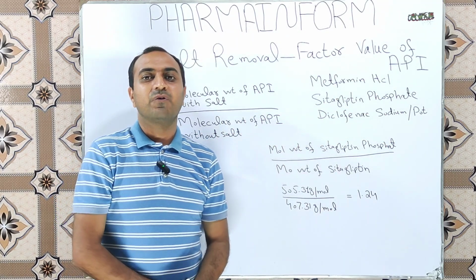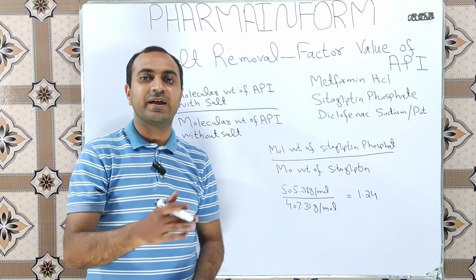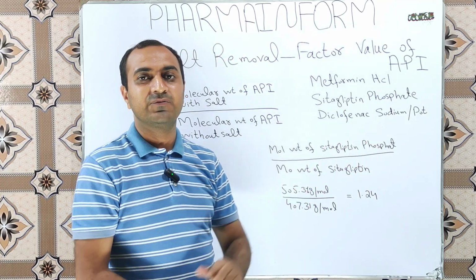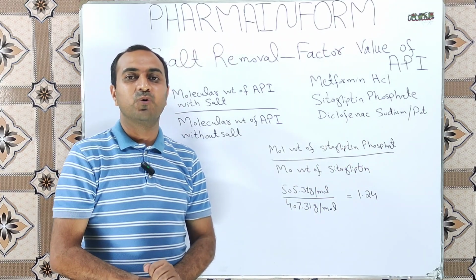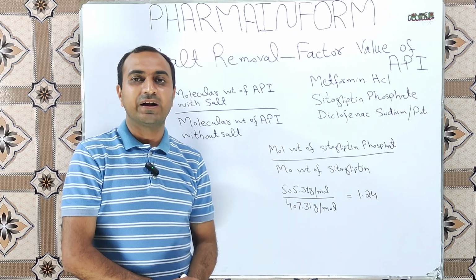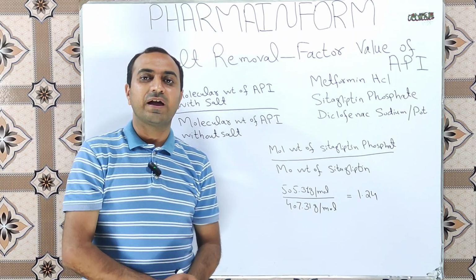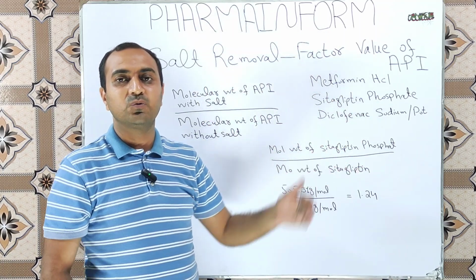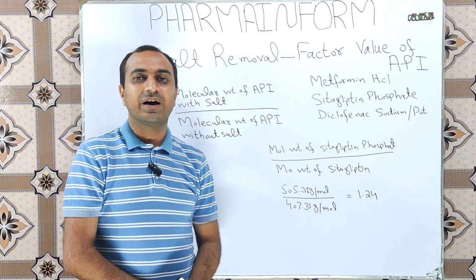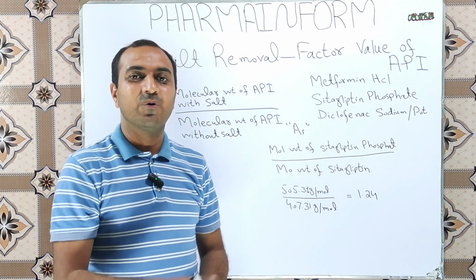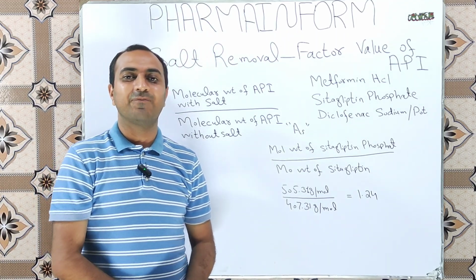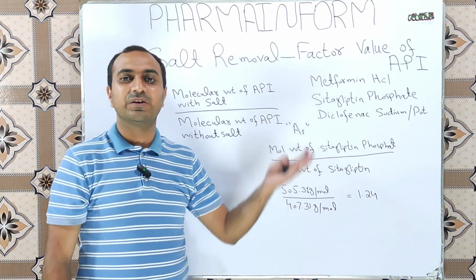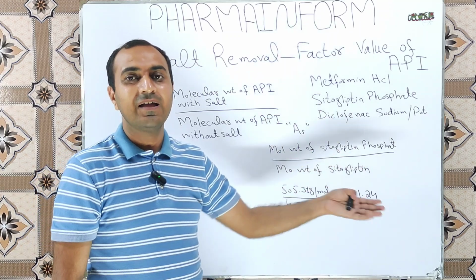In simple words, first of all, we have to understand whether we want to use the active pharmaceutical ingredient with its factor value or we have to remove the factor value or salt value. How will we come to know when we have to remove the factor value and when we do not need to calculate or compensate the salt removal value? One of the most important methods to check this is to read the label claim.